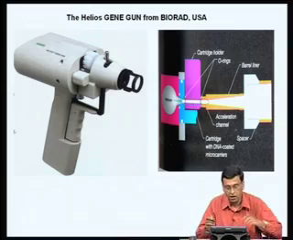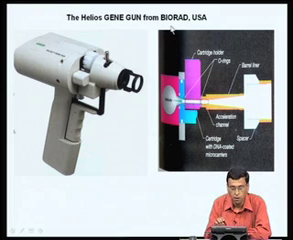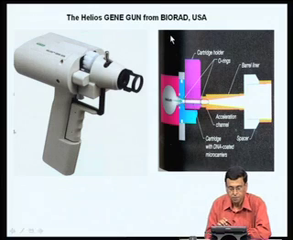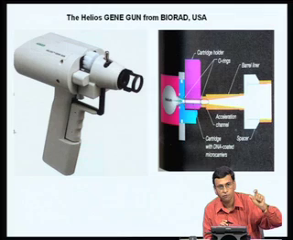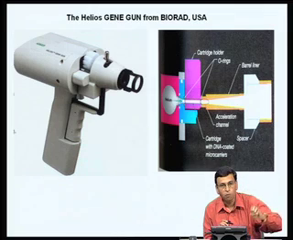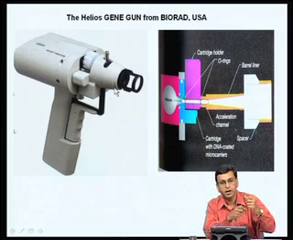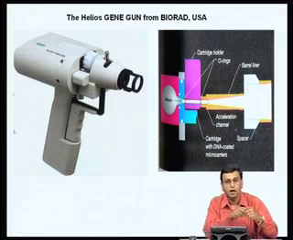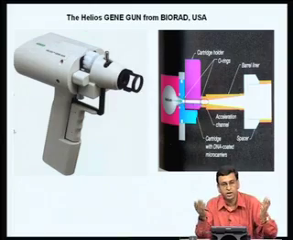So, this is the enlarged picture of this gene gun called the Helios gene gun, which was marketed by Biorad. You can simply take your DNA containing your foreign antigen gene, coat it with gold particles and simply put it into this device and just shoot it into your skin, and the DNA will go into the skin and the antigen will be made inside the skin cells and you will get an immune response.